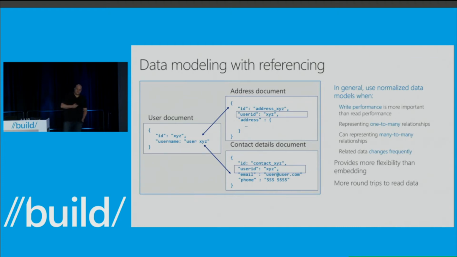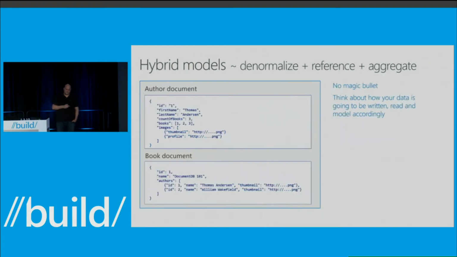Data modeling with referencing is usually better when the reference data changes frequently. So when you want to update a piece of reference data that's being referenced by lots of other documents, think about referencing your data. Also, with a heavy write workload, you'll often get better performance out of your write workload.